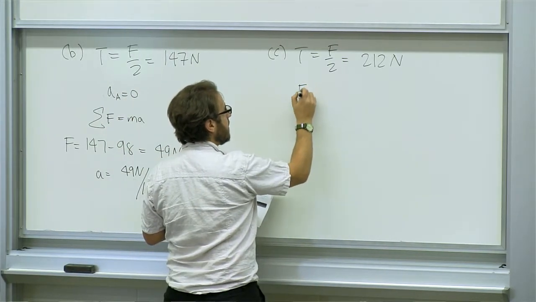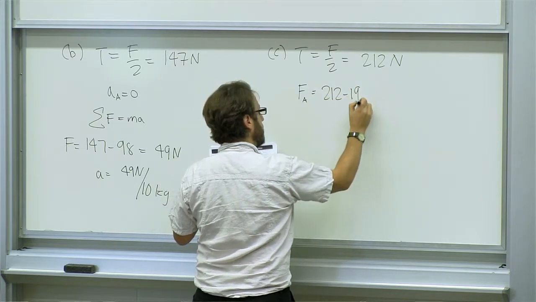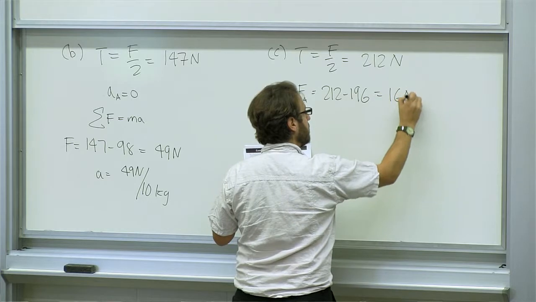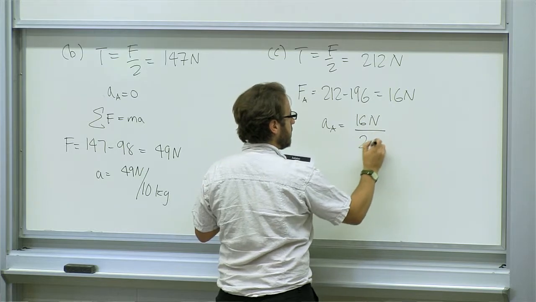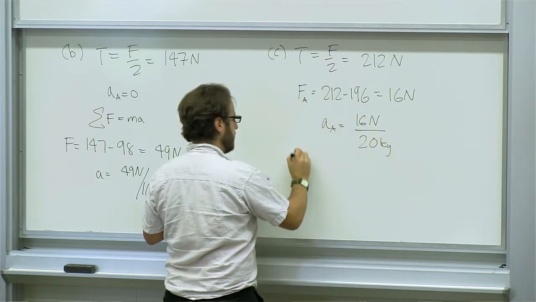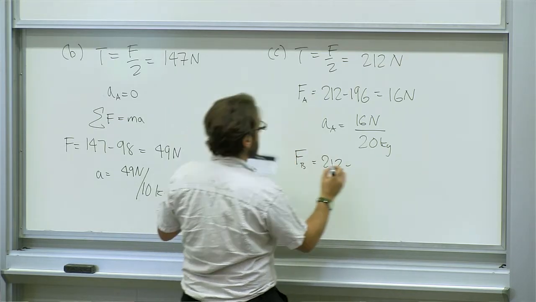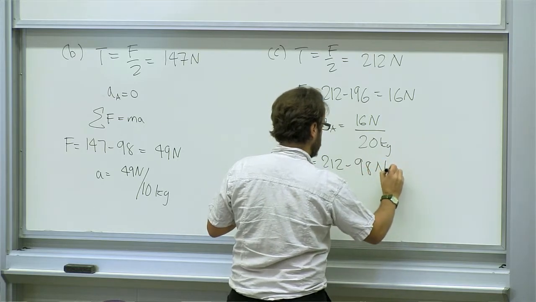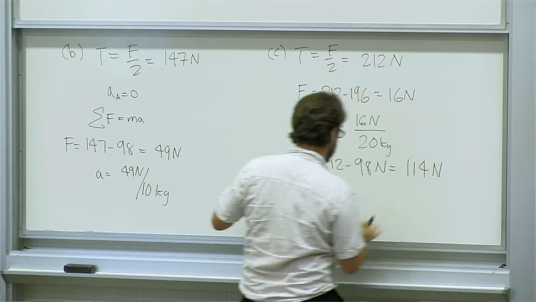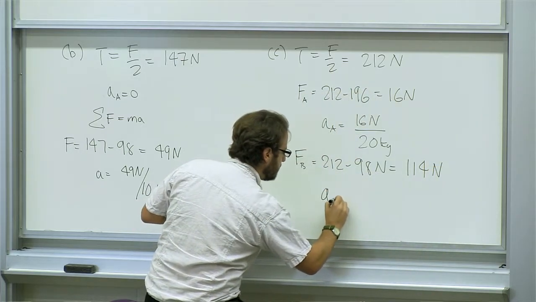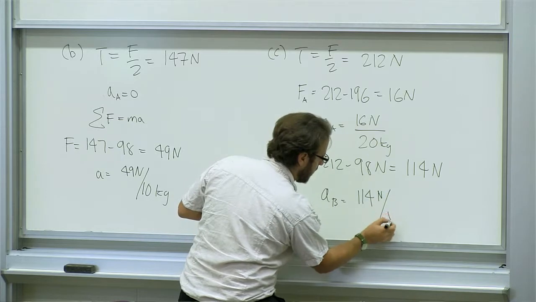So the net force on A is 212 minus 196, which is 16 newtons. So the acceleration of A is 16 newtons over 20 kilograms. The force on B is 212 minus 98 newtons, which is 114 newtons. So the acceleration of B is 114 newtons over 10 kilograms.